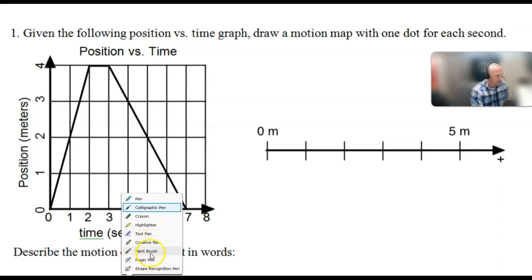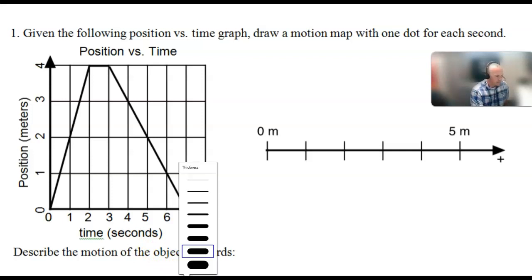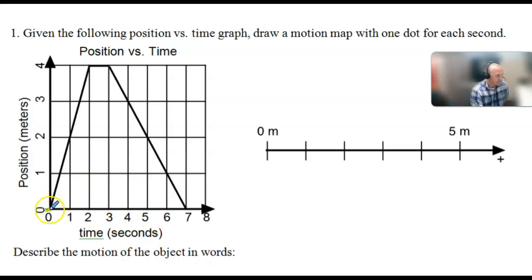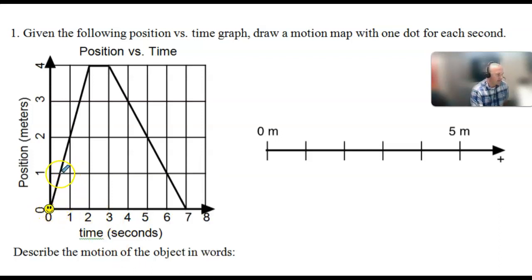So let me get the pen that I want. That's too small. Getting better. There we go. All right. So 1 second, 2 seconds. So I'm just trying to put a smiley face at each second that we have. Okay. So it looks like our time axis goes from 0 to 8 seconds, and our position goes from 0 to, it looks like, positive 4.